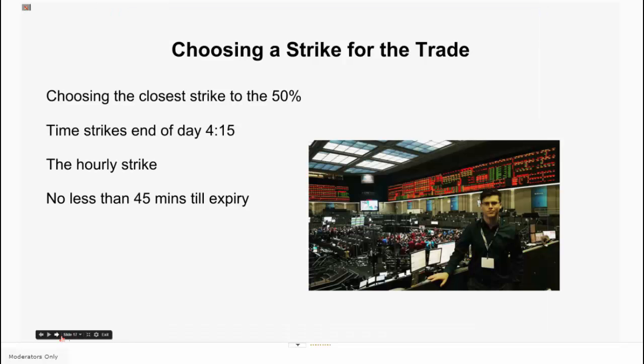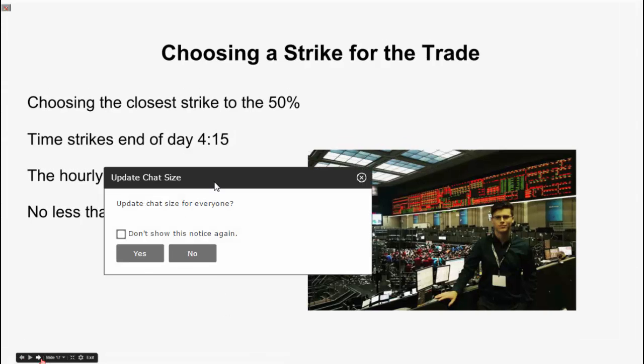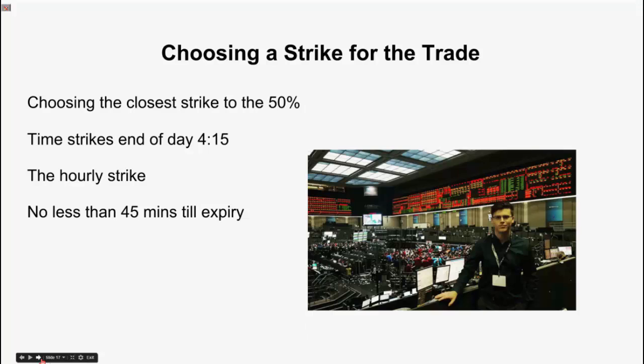So, a little more detail. Choosing the closest strike to the 50% retracement, that's what I was going over in the last slide. The time strikes at the end of the day: you want to go at the 4:15 close and 1 to 2 hours out. The reason I like to do that is I like to go to the end of the day and then 1 to 2 hours out, because sometimes one will work and the other won't. The closer strike will generally have a better risk reward ratio because you don't have as much time left on it.